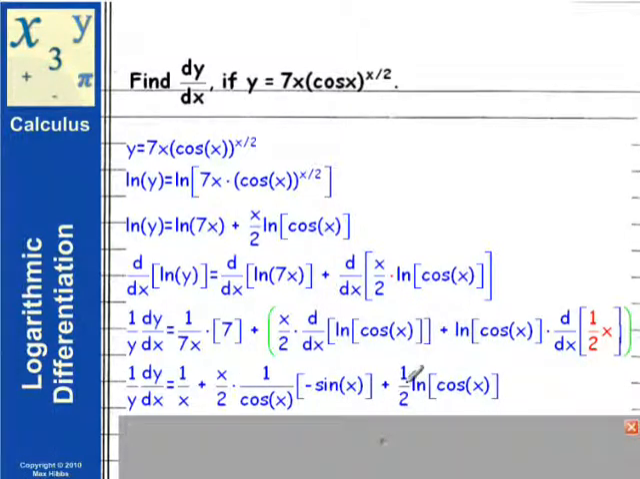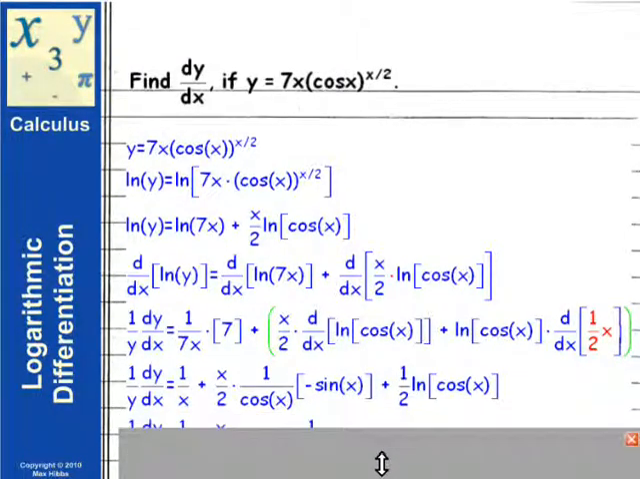Plus, here's my plus. Now I'd have natural log of cosine of x times derivative of 1/2 x. Well, derivative of 1/2 x is just 1/2, so I've written the 1/2 in front of this natural log of cosine x. So that's what my next line looks like. And I've calculated all the derivatives, and so now we might see if we can simplify and make this look a little bit different.